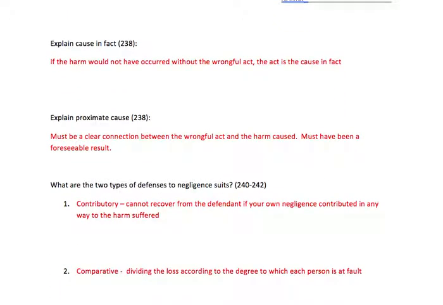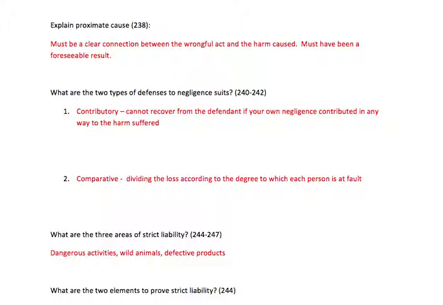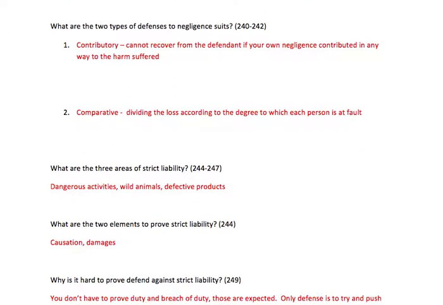Cause in fact: if the harm would not have occurred without the wrongful act, then it is the cause in fact. So if the defendant does something that causes the harm, that's the cause in fact. Proximate cause: there must be a clear connection between the wrongful act and the harm caused. It must have a foreseeable result. You kind of have to predict that if there's something wrong that is done, you can predict the consequences and the outcome.